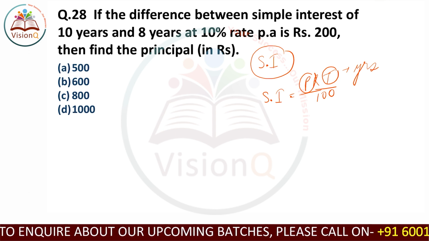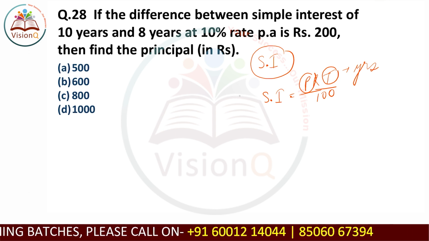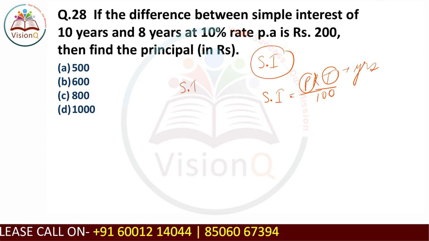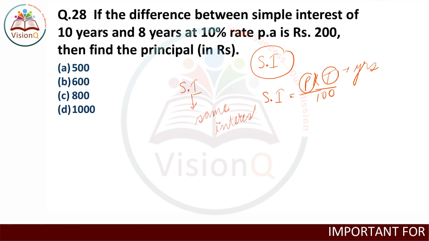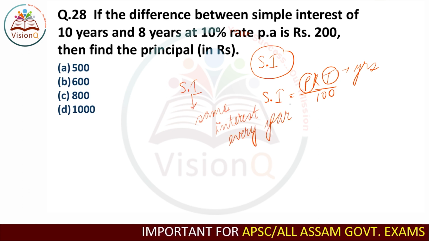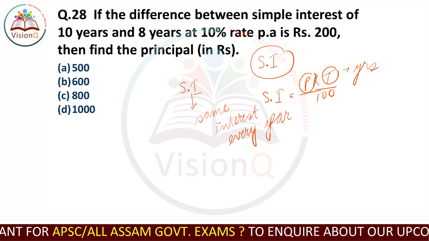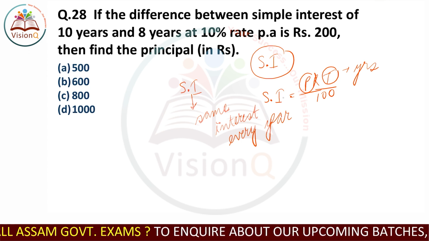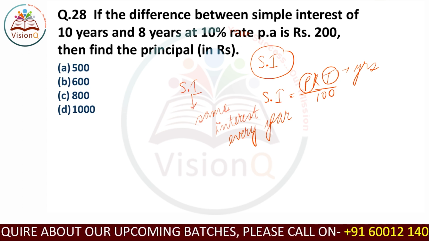Okay. Now, simple interest is always found on the principal, and in case of simple interest, every year you have to pay the same interest. Okay, interest is the same every year. But this is not the case in compound interest. The interest and the principal keep on increasing every year in case of compound interest. But in case of simple interest, interest remains the same every year.